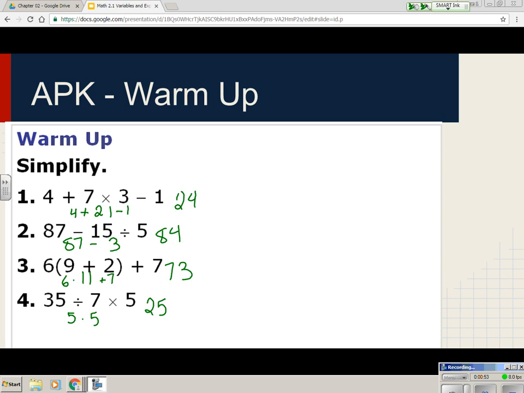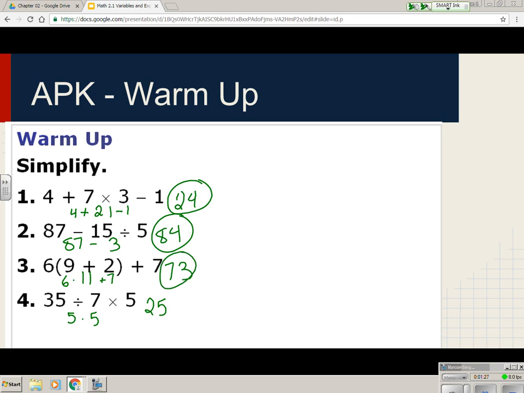So here are the answers you should have got. For number 1, the first thing you have to do is 7 times 3, which gives you 21. Then from there it's 4 plus 21 minus 1, 24. For number 2, the first thing you should have done was 15 divided by 5, and I got 3. 87 minus 3, 84. For number 3, the first thing you do is the parentheses. 9 plus 2, which is 11. And then you're going to do 6 times 11, which is 66, plus 7, 73.